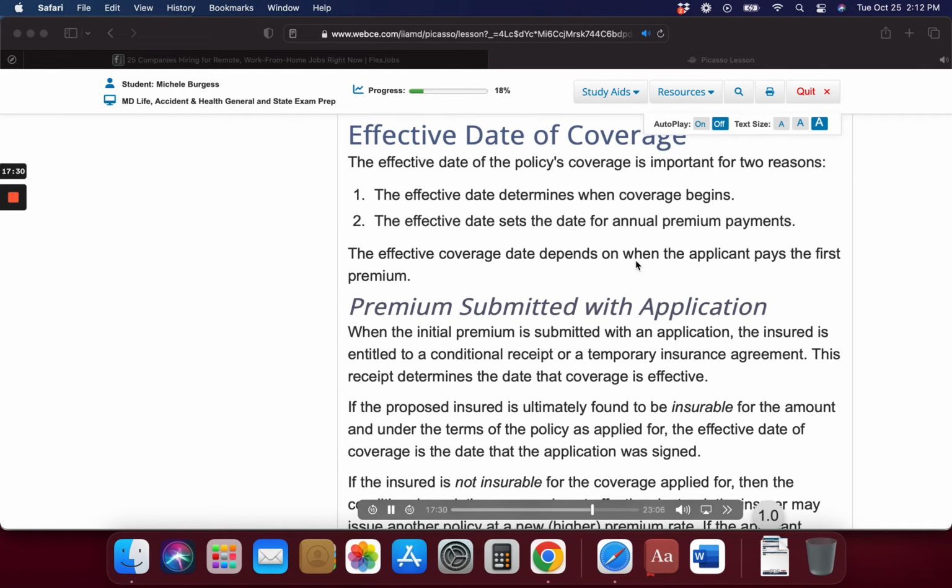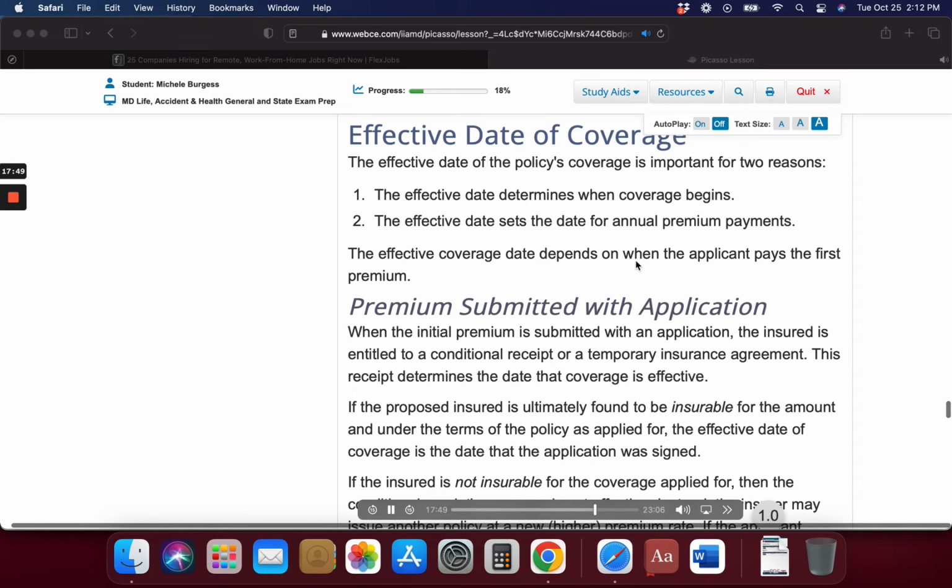Effective date of coverage. The effective date of the policy's coverage is important for two reasons. The effective date determines when coverage begins. The effective date sets the date for annual premium payments. The effective coverage date depends on when the applicant pays the first premium.